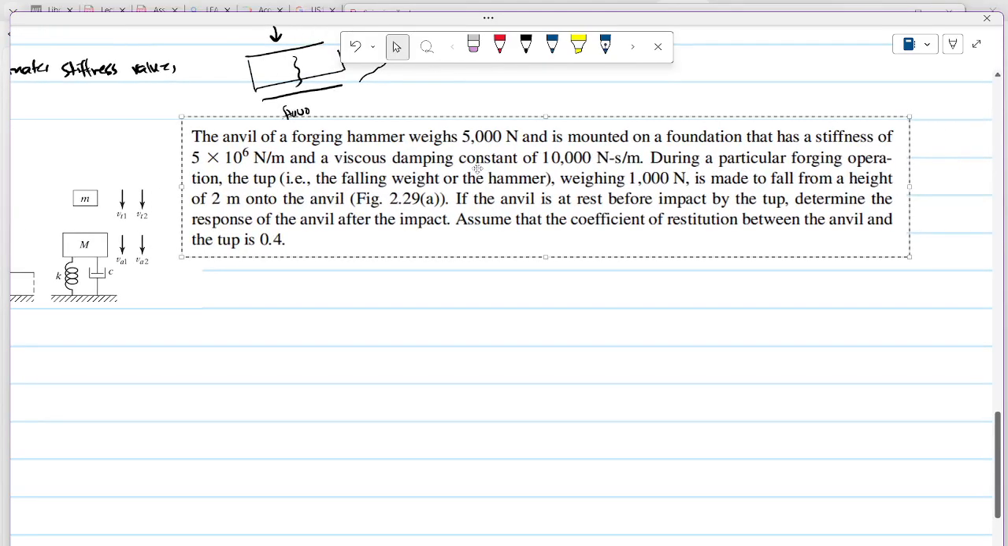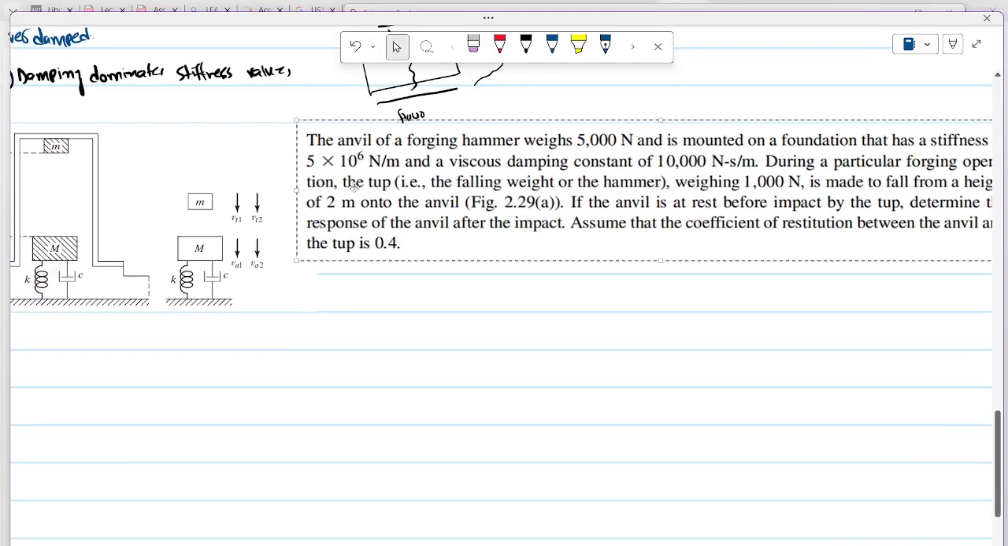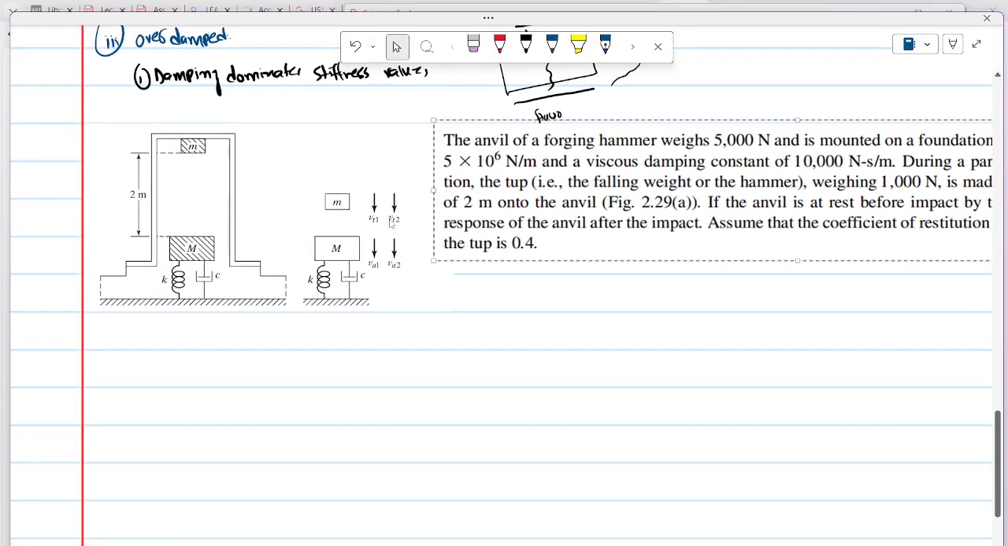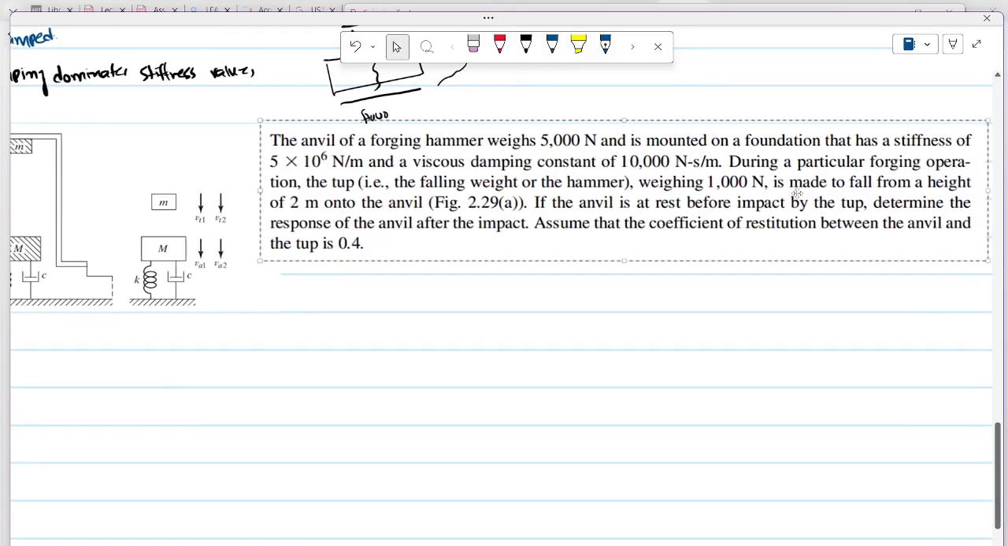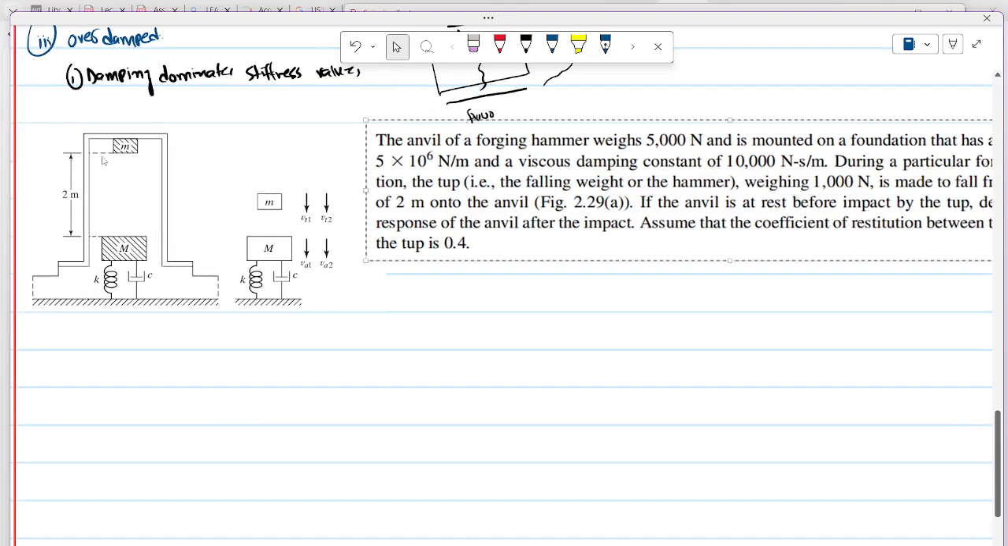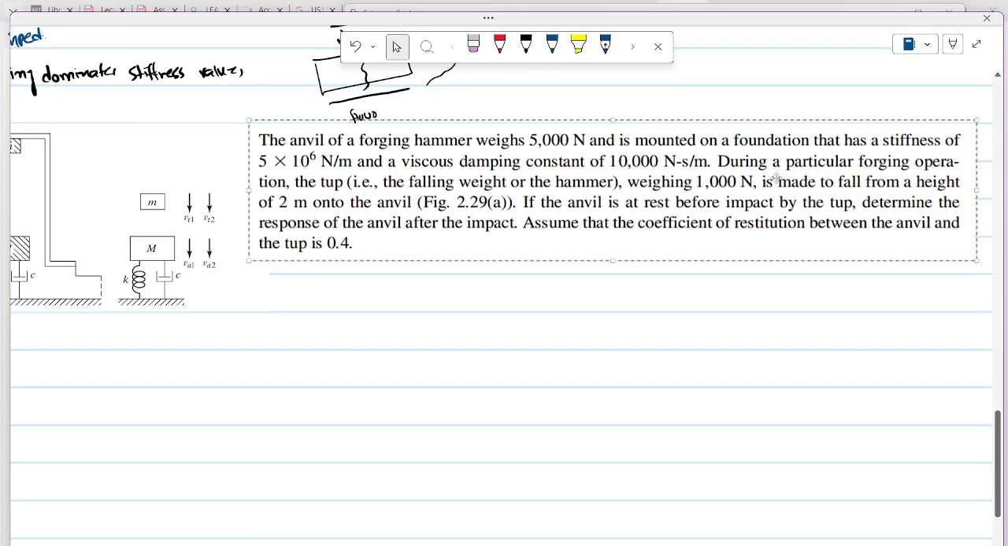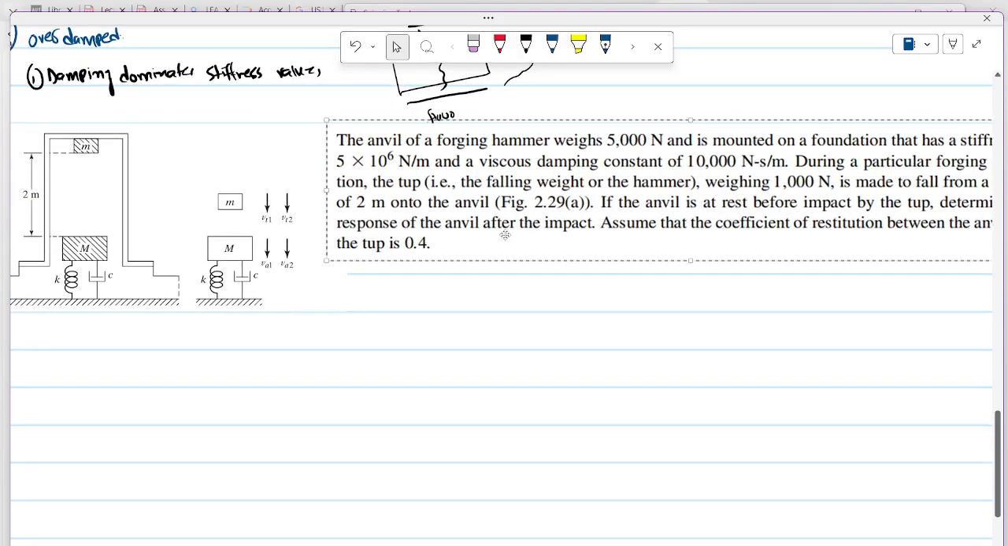During a particular forging operation, the top, that is the falling weight, or you can call it hammer, weighing 1,000 newtons, is made to fall from a height of 2 meters onto the anvil. This is the anvil, capital M. If the anvil is at rest before impact by the hammer, determine the response of the anvil after the impact, assuming that the coefficient of restitution between the anvil and the top is 0.4.